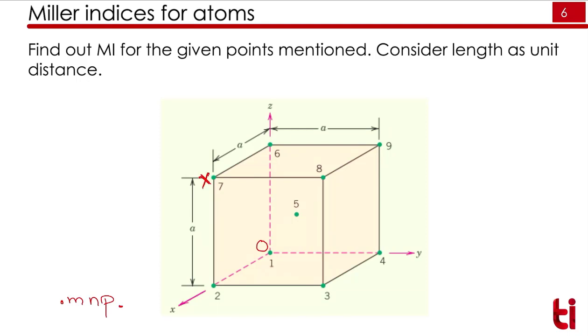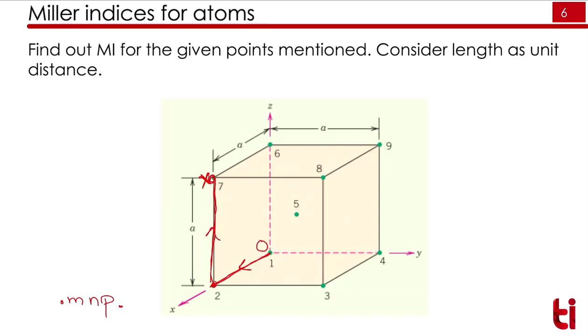To reach this point I have to travel along x, then along y and then along z. Here you can consider the length as unit distance. So first I have to travel 1 unit distance along x. I have reached here, and then I have to go to point number 7, that is along the z axis, so I have to travel along z. Then I will reach here.